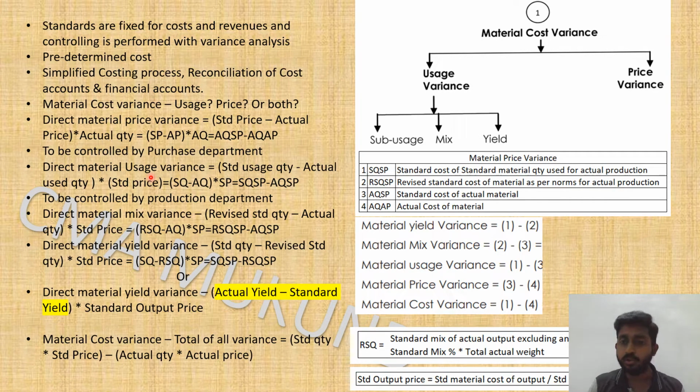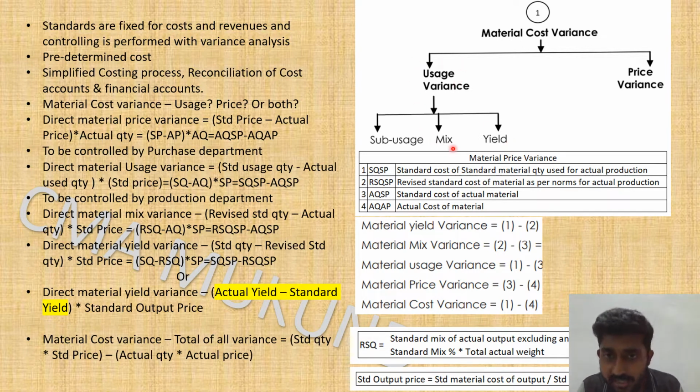Now that you have seen the usage variance, in our syllabus the usage variance is classified into mix variance and yield variance. The overall material cost variance is bifurcated into usage variance and price variance, which is nothing but material usage variance plus material price variance equals material cost variance. In the same way, material usage variance is bifurcated into material mix variance and material yield variance. So material mix variance plus material yield variance equals material usage variance.